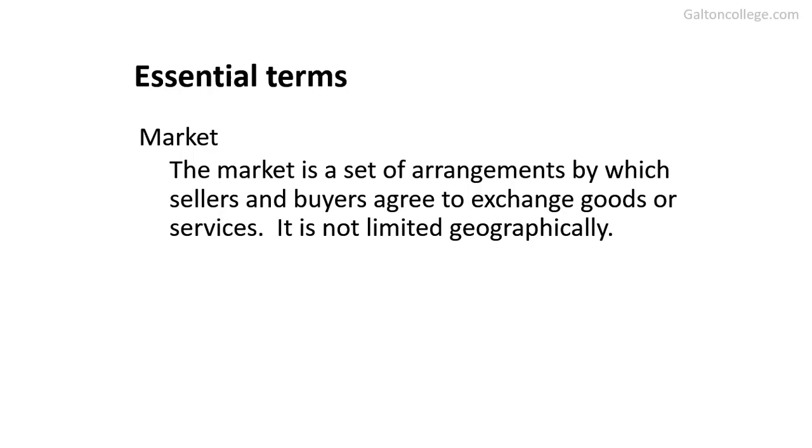So we'll start with what is the market? Well, it's a set of arrangements by which sellers and buyers agree to exchange goods or services. And it's not limited geographically, particularly nowadays with the advent of the internet and global trading communications systems. It's also not even limited over time. Contracts can be done in one time period for delivery in a different time period.